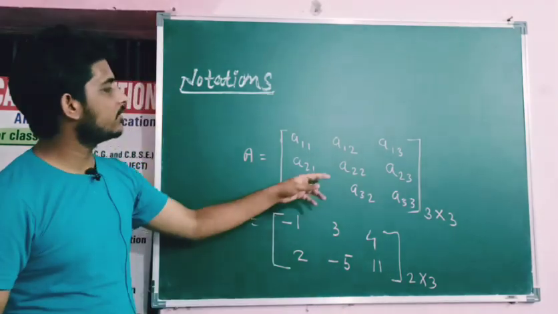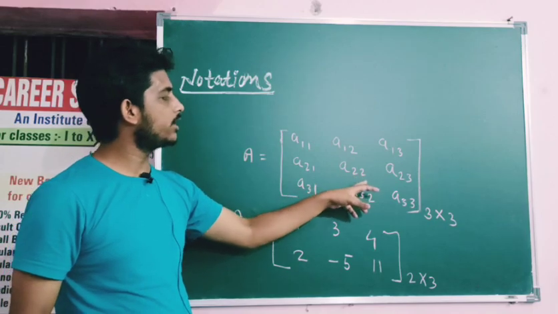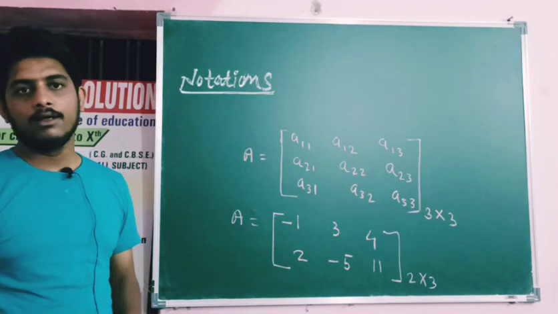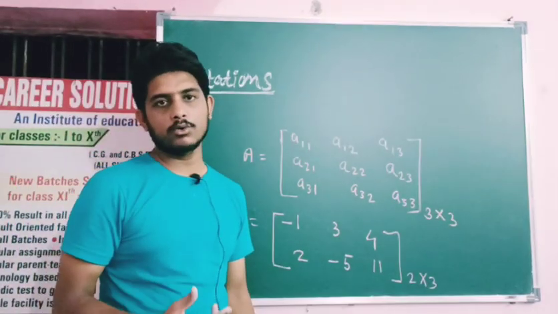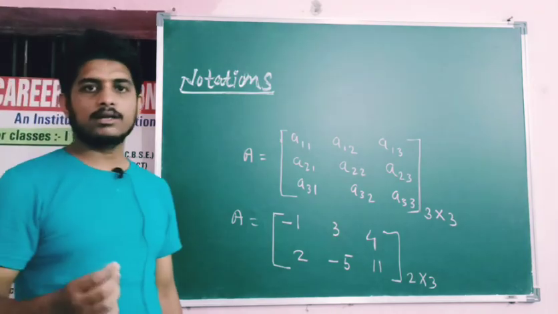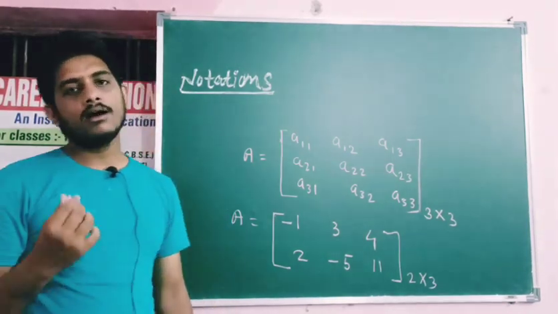Like suppose here you can see A22. So 2 and 2 are what? 2 and 2 are the suffixes of the element A. The first suffix denotes the number of the row and the second suffix denotes the number of the column where the element appears in the matrix.